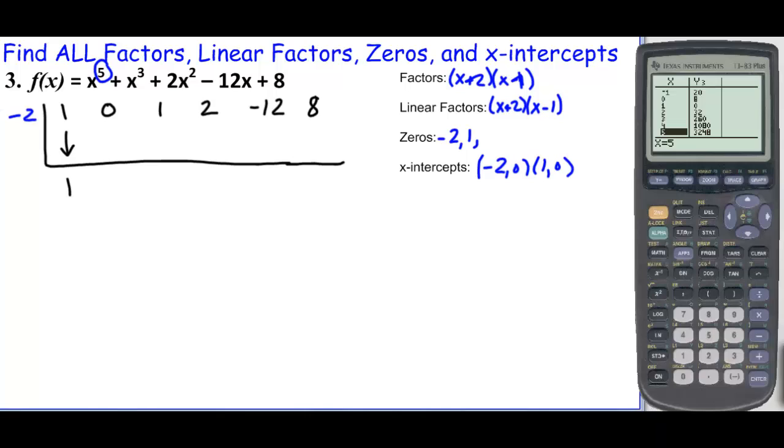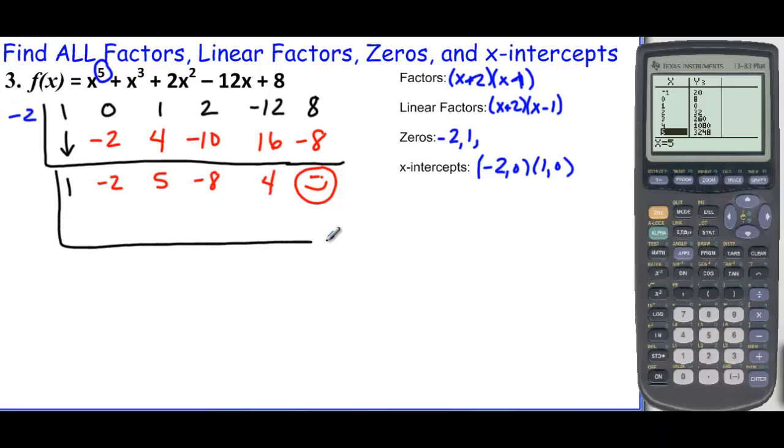So I'm going to drop down the 1. Negative 2 times 1 is negative 2. Add, I get negative 2. Multiply, you get 4. Add, we get 5. Multiply negative 10, add negative 8, multiply positive 16, add 4, multiply, we get a negative 8, and things are all connecting. We get 0 for a remainder. But I know I have another 0, so I'm just going to keep breaking this down smaller and smaller.